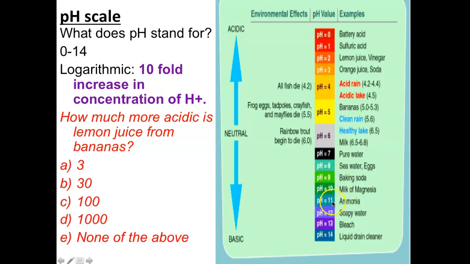If I ask you that question, ammonia to milk of magnesia is 10. 10 to 9 is another 10. So we have two 10s. 10 times 10 is 100, right? So we would say ammonia is 100 times more basic than baking soda.